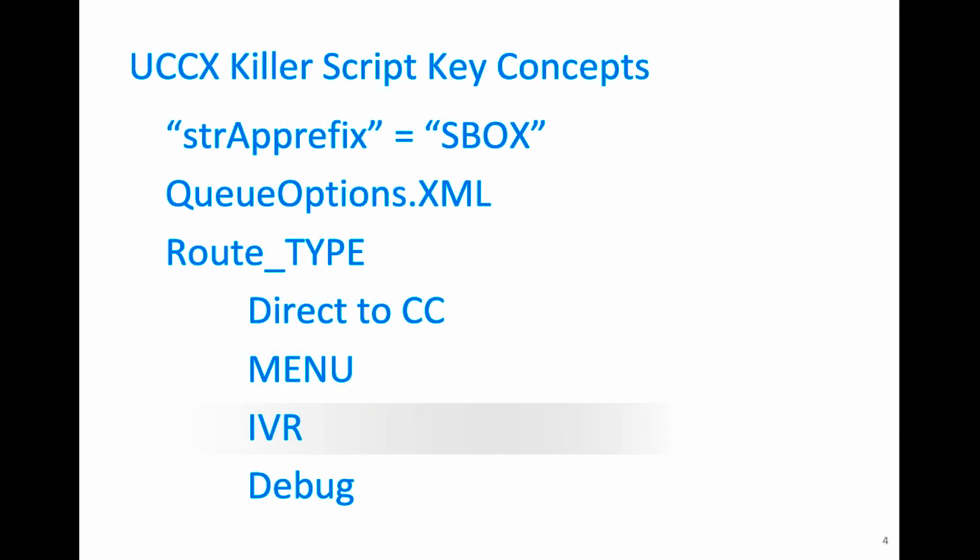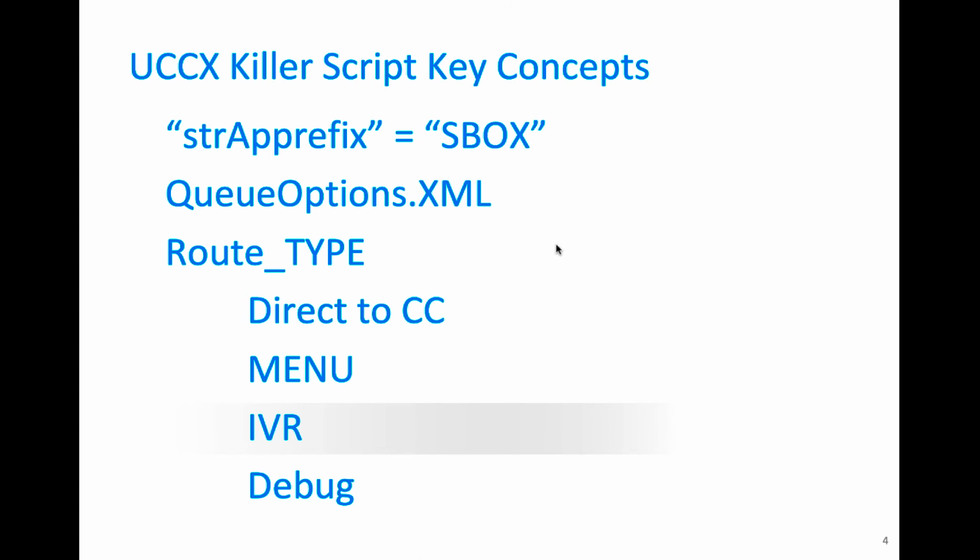The key concepts here in the script are something called string app prefix. So we have these different queues, tech support, marketing, sales, customer service. And what we do is we give each one of them a 3 or 4 letter prefix in the queue options XML file, and this is how we find them. It becomes the XPath ID attribute in the file that we look up and pull back all of the parameters associated with that particular CSQ. And this is how we're able to use one script and reconfigure it for each of the different CSQs you might have.